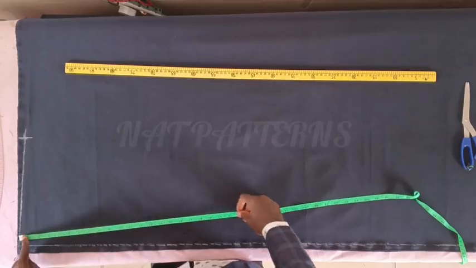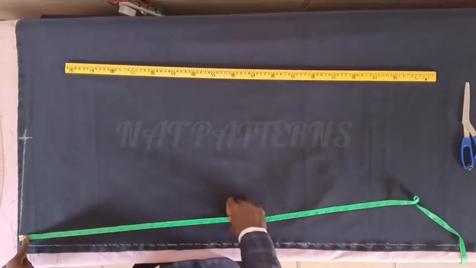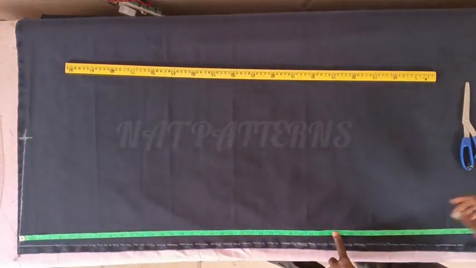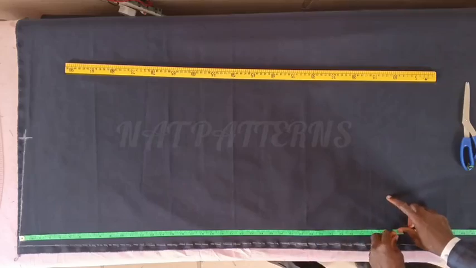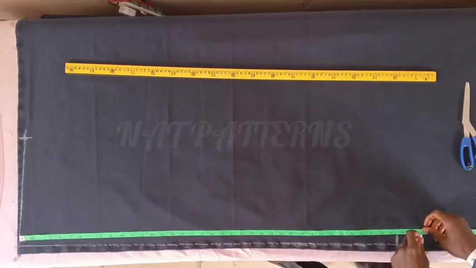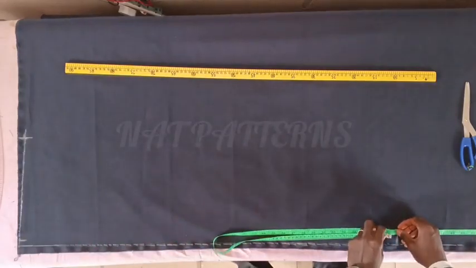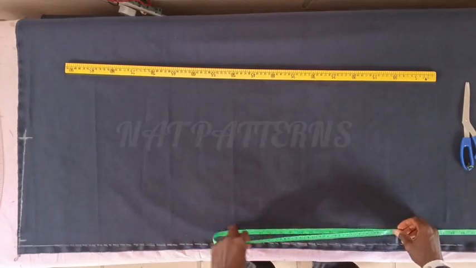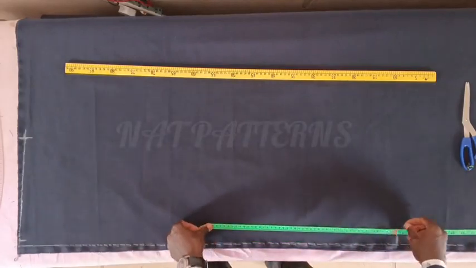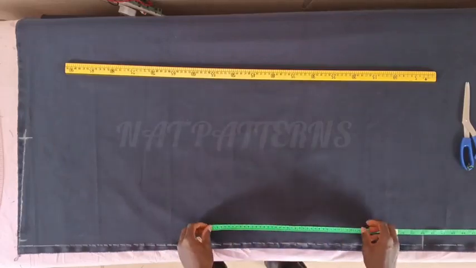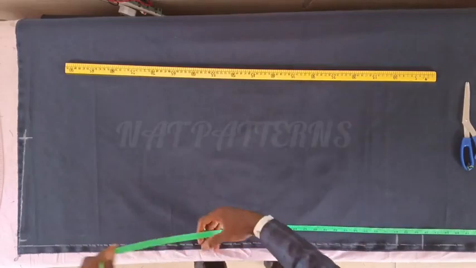The next thing is for us to get the length of this trouser, and we say the length is 37.5, and I'll be adding 2 inches seam allowance. Now I will fold the tape into two to get the half length. That will be the knee point. Do you understand? That is the knee point.